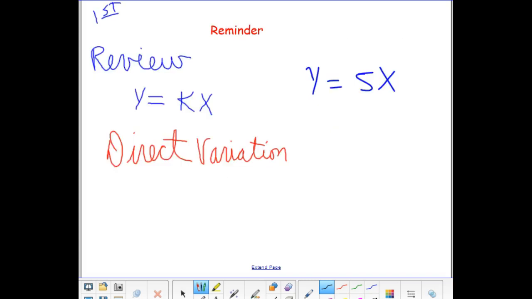So, a little quick reminder of something. Don't write this down. Just kind of go, oh yeah. Remember the concept of direct variation? Direct variation, y equals kx. This is just simply saying that the y varies directly as x. If x gets big, y gets big. If x gets small, y gets small. That's direct variation. Y equals 5x is a direct variation. Tuck that in the back of your head.